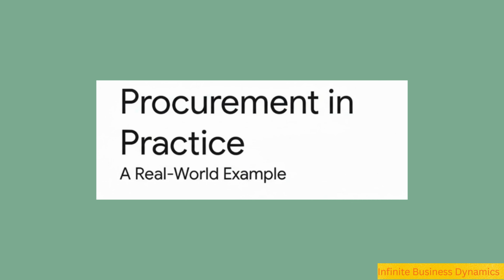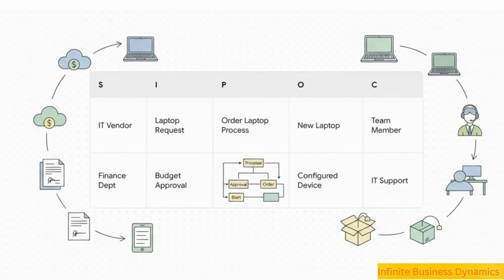Walk through a quick example from a world where these tools are an absolute must-have: procurement and supply. So, let's say your team needs new laptops. A SIPOC map makes the scope crystal clear right away. Your suppliers, the IT vendor, and the finance department. The inputs, a laptop request, and budget approval. The process, at a high level, is just order laptop process. The outputs are the new laptops all configured. And the customers are the team member who needs it and the IT support team. See? Now everyone knows exactly what we're talking about.